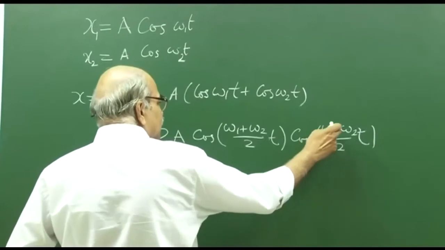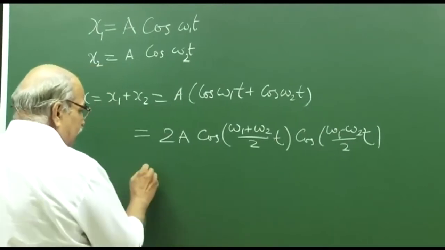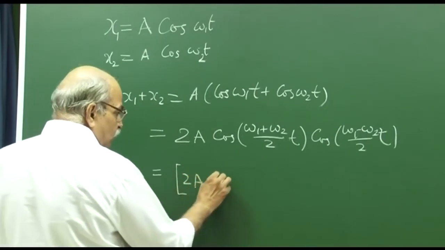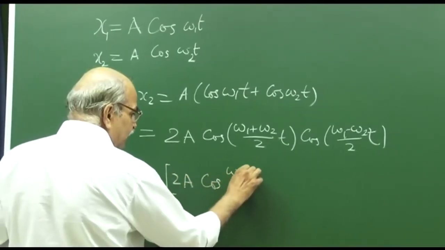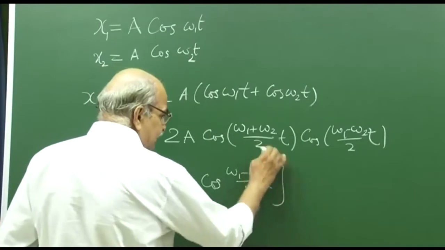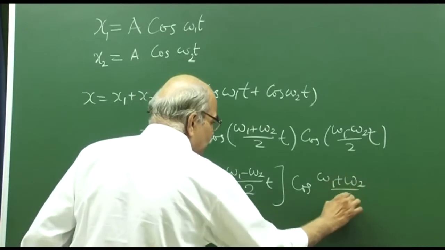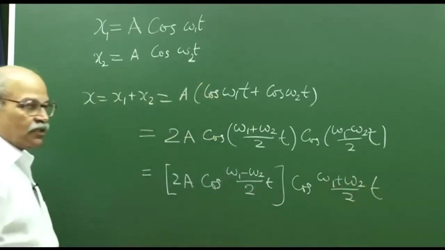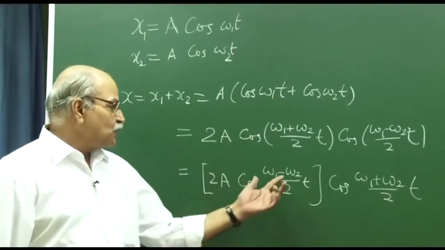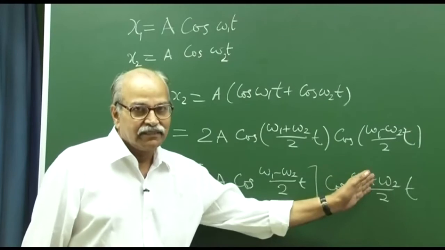Whether it is omega 1 minus omega 2 or omega 2 minus omega 1 does not matter, it is cos. Now, let me rewrite this as 2a cos((omega 1 minus omega 2)/2 t), and then this factor cos((omega 1 plus omega 2)/2 t). Now, if omega 1 and omega 2 are close to each other, then this is going to be a small number and this is going to be a much bigger number.